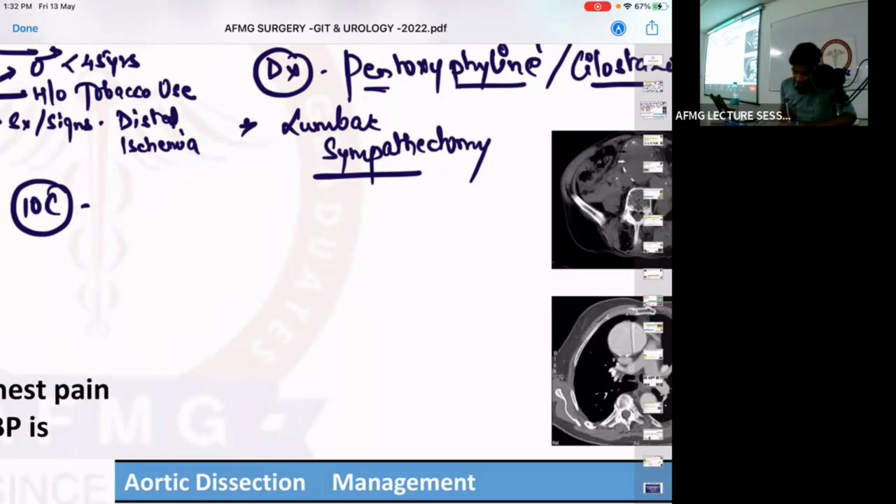Either a CECT or a CT angiography can be performed. CECT because it is non-invasive. Remember this, no issues. In CT angio, again you need to inject a dye.